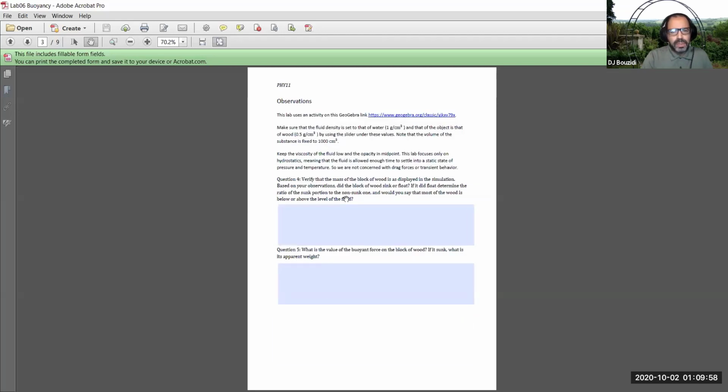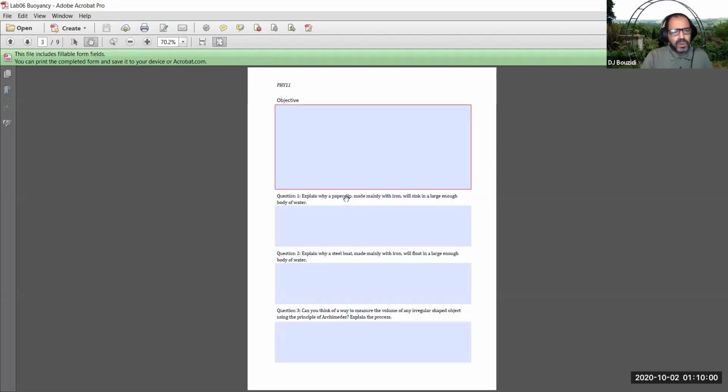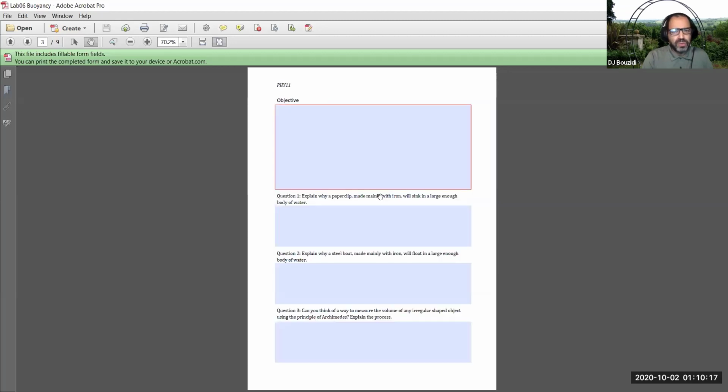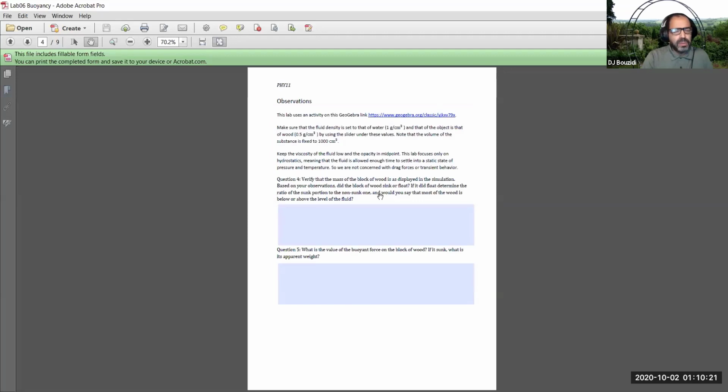So again, this is not a test. This is part of your lab for your understanding. So you should not really have difficulty with this one. If you do, please let me know. Again, the principle is very simple. Archimedes principle, it displaces an equal amount of its own volume. So all you have to do is just measure the volume of the displaced fluid. Okay? That's how you measure the volume of objects.